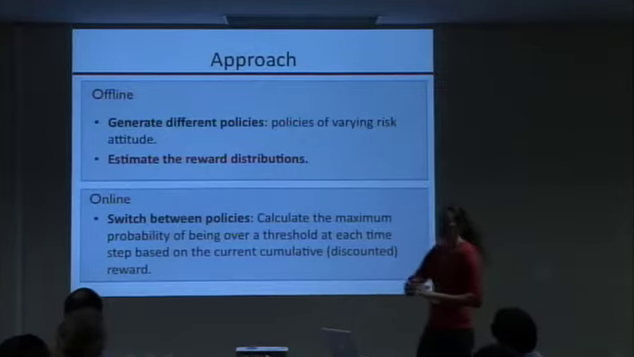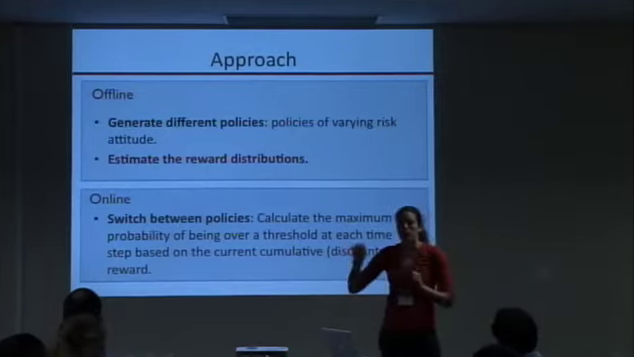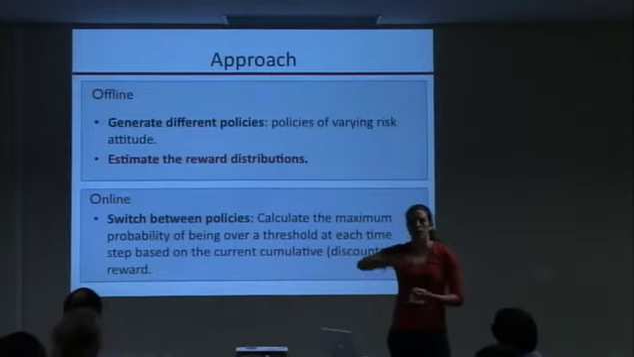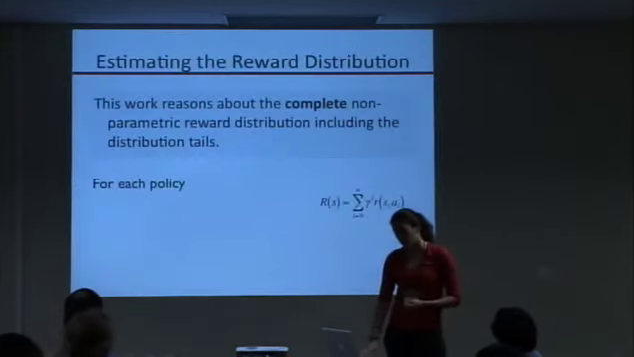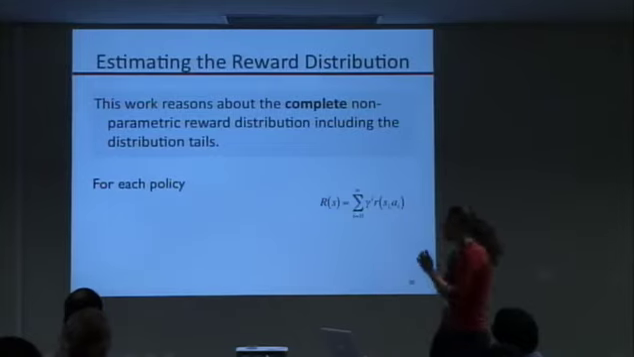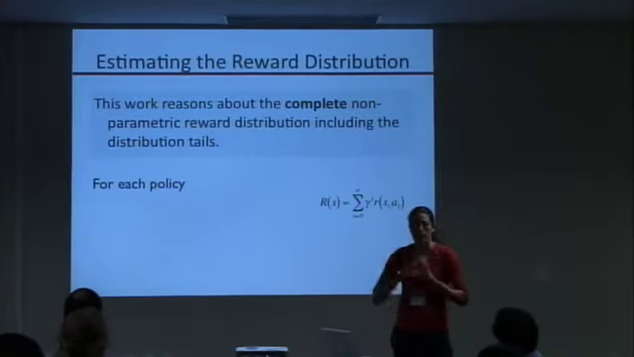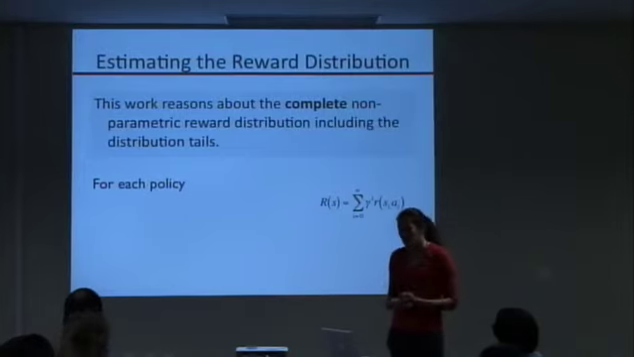So now that we've transformed our MDP to account for these different values of risk, we're going to take that policy and run it in the original MDP to estimate what those reward distributions are going to be. A little bit more information about this is that we're reasoning about the complete distribution of reward. Just the mean and variance alone in non-parametric distributions is not enough to really distinguish between them.